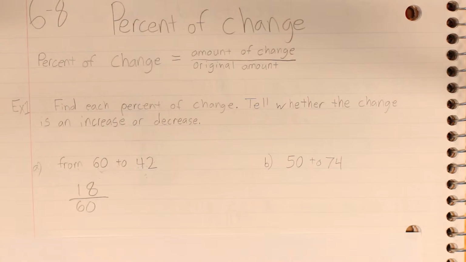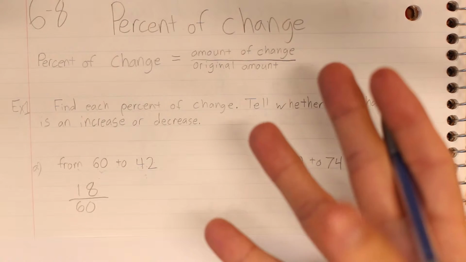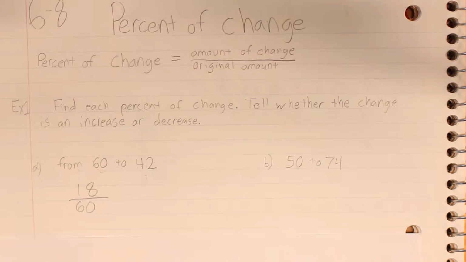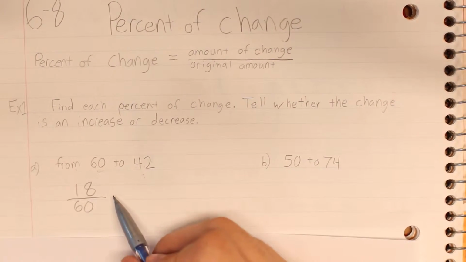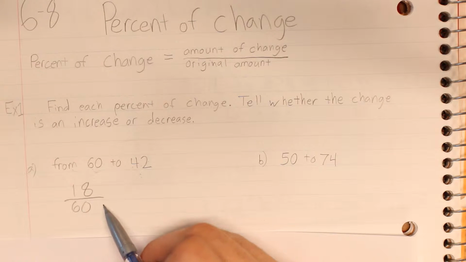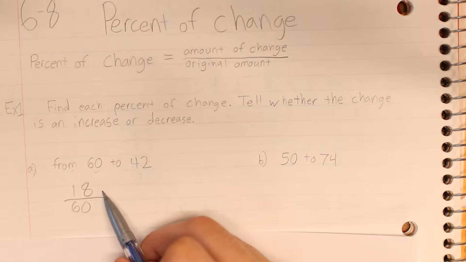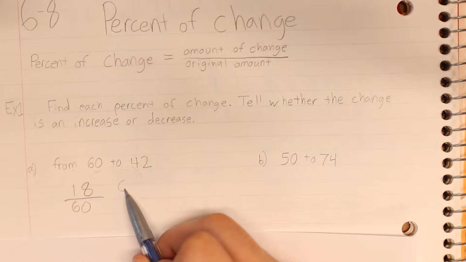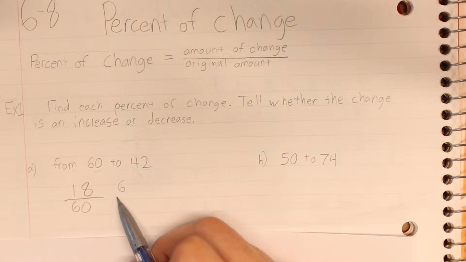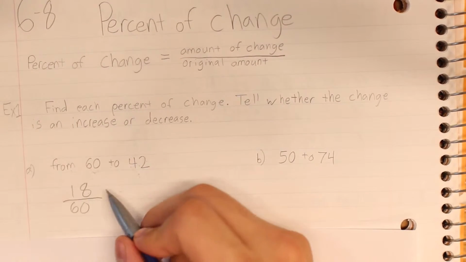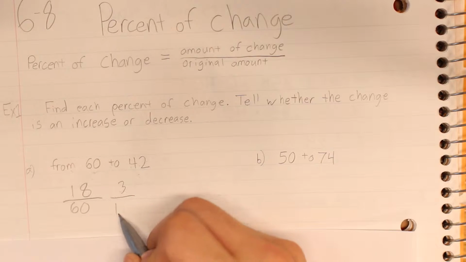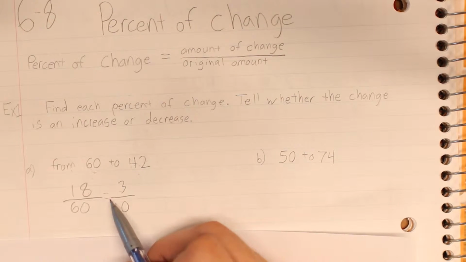We then need to turn this into a percent. So you could use long division. You could reduce it first and then divide. You could find if there's a way to get the bottom number to 100. There's a lot of different options we have. So I happen to notice that 3 goes into both of these. Actually, here we notice that 6 goes into both of them. Let's do 6. 6 goes into this 3 times, and 6 goes into this 10 times. I now have 3 over 10.